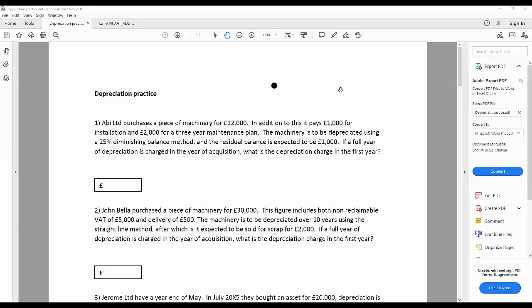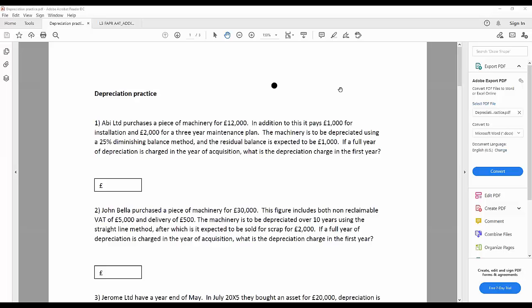Ultimately, there's a couple of things that are worth pointing out in this question. That is, we've been told that we paid £12,000, but we've now also been given some additional figures. So, for example, we've been told that we are paying £1,000 for installation, and then we're paying another £2,000 for a 3-year maintenance plan. So this isn't too dissimilar from the sort of question you might get in an exam.